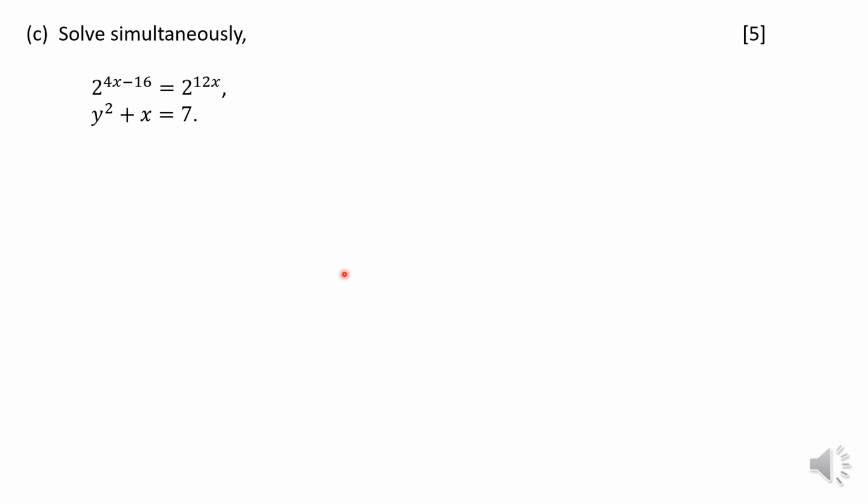Then there was a simultaneous equation, 5 marks. For me, this is a very nice question. When you look at the first equation, the bases are the same. So if the bases are the same, we can drop the bases and just equate the exponents. And the second one, y squared plus x equals 7. So that means I have 2 values of y and I will have 1 value of x.